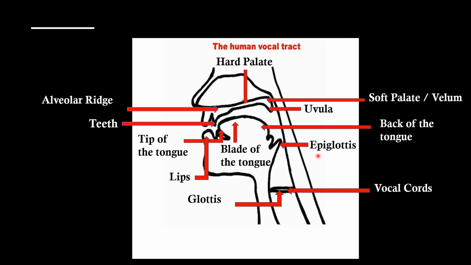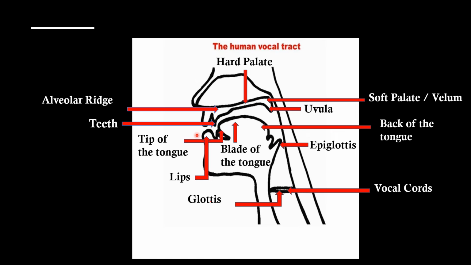Here we also can see the epiglottis, that is this part in here. The epiglottis functions as an articulator in the production of pharyngeal consonant and vowel sounds. Here we also have the uvula, which in many languages is used to articulate a range of consonant sounds known as uvular sounds.